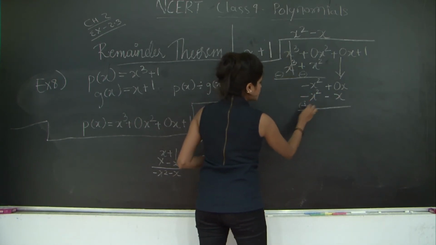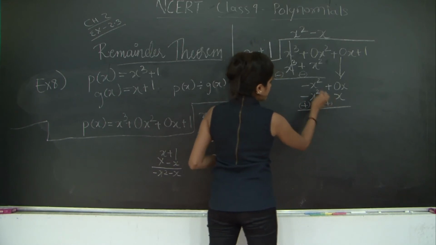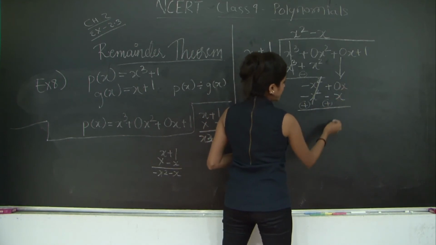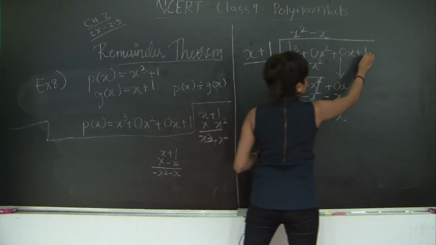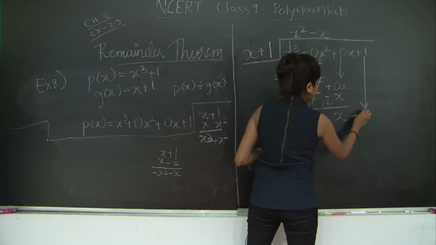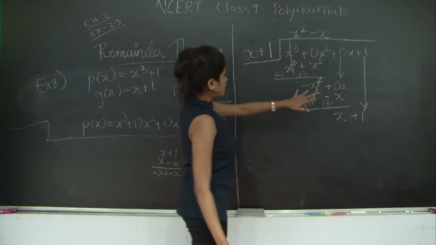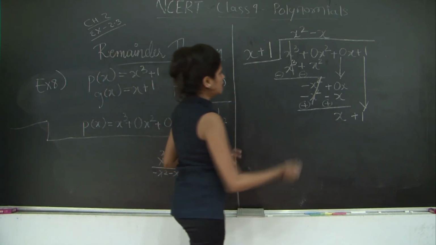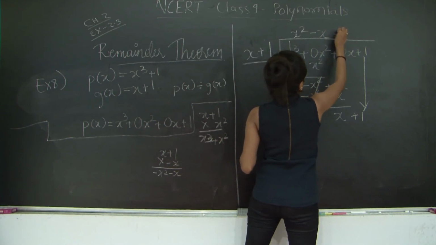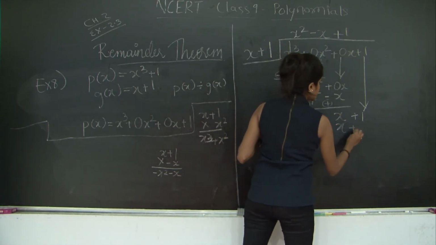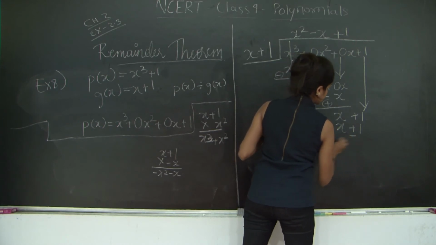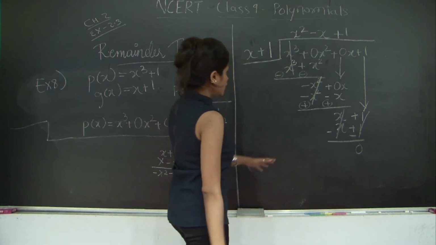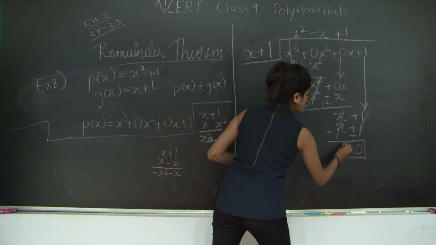Negative becomes positive, negative becomes positive. Minus x square plus x square cancels out. 0x plus x gives me x. Finally, I bring down plus 1. So x plus 1 into what is going to give me x plus 1? You need not go ahead and do this multiplication because it is very obvious that x plus 1 into 1 is going to give me x plus 1, right? 0. So here we are getting the remainder as 0.